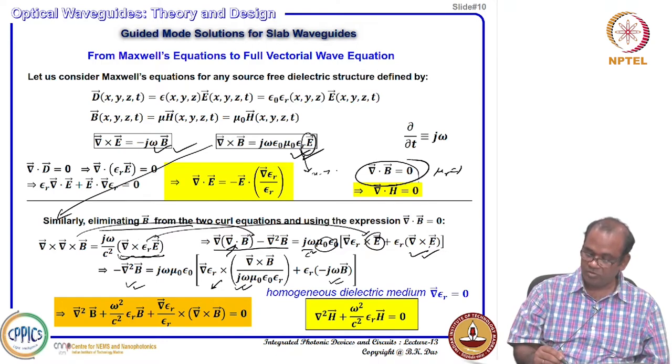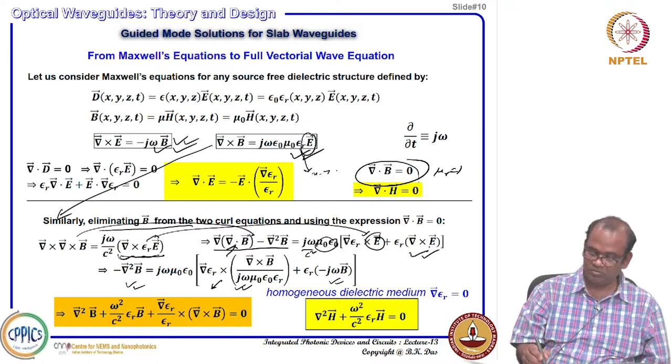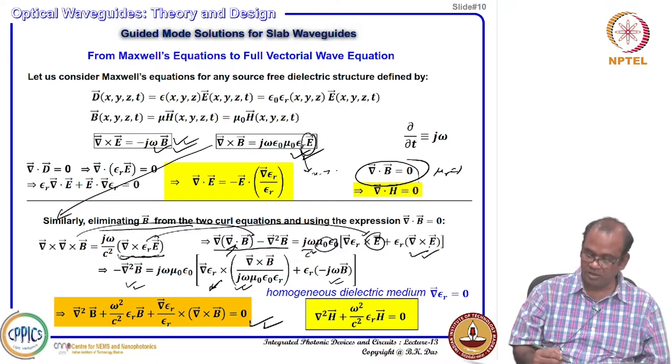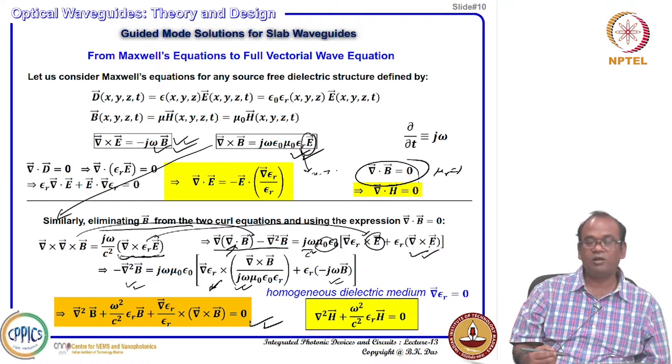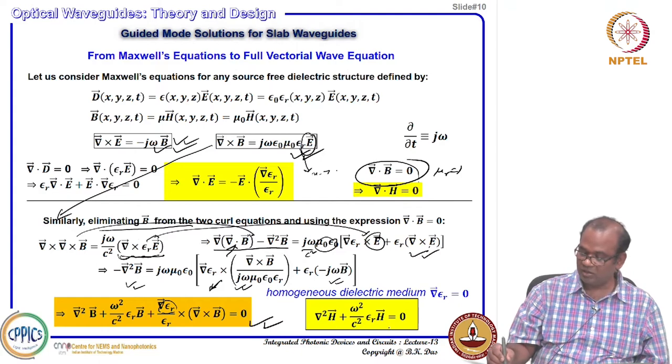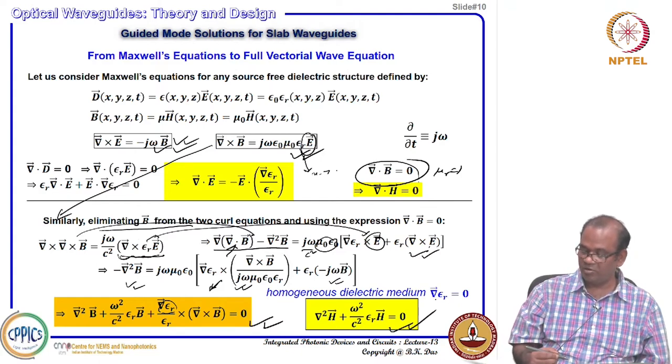Curl of E, I know the value: minus j omega B. With simplification you get this one. This is actually your vector wave equation for the magnetic field, written in terms of B. For a homogeneous medium, del epsilon r will be 0, so you get the vector wave equation for the homogeneous dielectric medium.